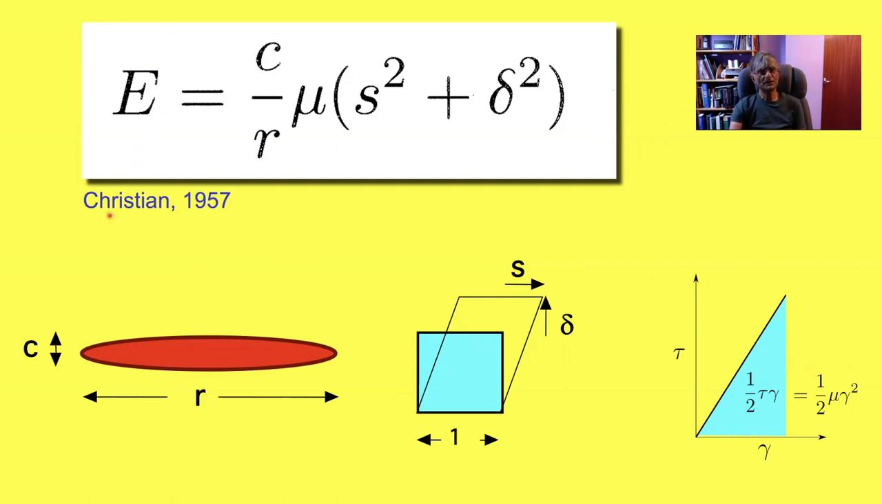Now, this is a simplified form of an equation that Christian derived back in 1957, where you discover the same form, that we have the strains squared and the shear modulus mu. But there is an additional term here, which is the thickness divided by the length of the martensite plate. We call this the aspect ratio, and I think I mentioned that it's typically 0.05. To understand where this comes from requires Eshelby's elasticity theory, which is too complicated to cover in this lecture or in this whole series of lectures. But I'm going to show you some sort of physical reasoning for this behavior.